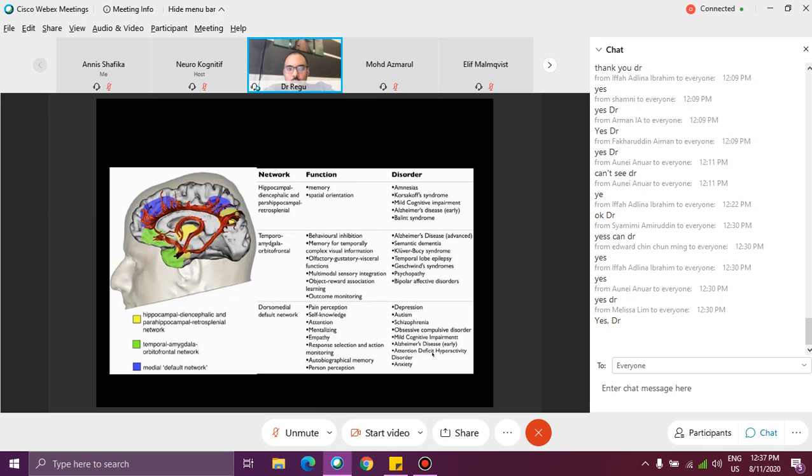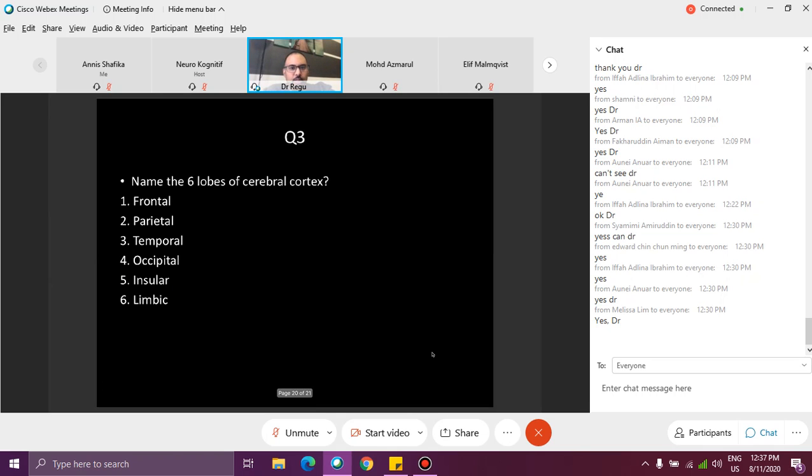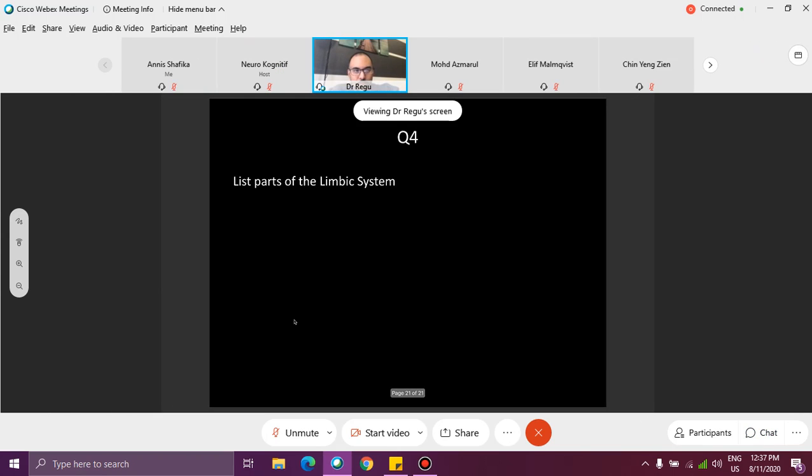All right. So I've given you lots of information today. This is just a core recap of the things you should be able to remember. What are the 6 lobes of the cerebral cortex? Do not forget the insular lobe and the limbic lobe. All right, also part of the names of lobes. Can you list the parts of the limbic system? Amygdala, hippocampus, fornix, mammillary body, cingulate gyrus.